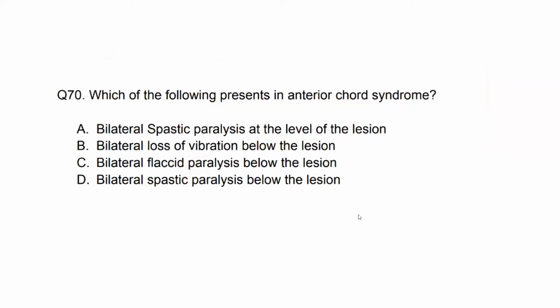So, which of the following presents with anterior cord syndrome? This question's relatively straightforward, but anterior cord syndrome is going to be an injury to the anterior 2/3 of the spinal cord. And so you're going to have loss of the nerves at the level of the lesion, which leads to flaccid paralysis at the level of the lesion, and then spastic paralysis below. And so from that, by elimination, the answer is going to be D.